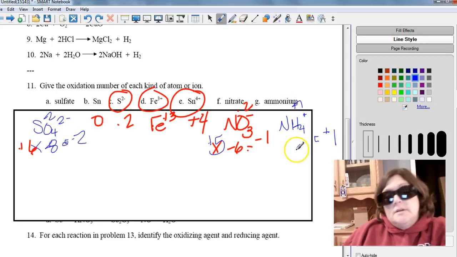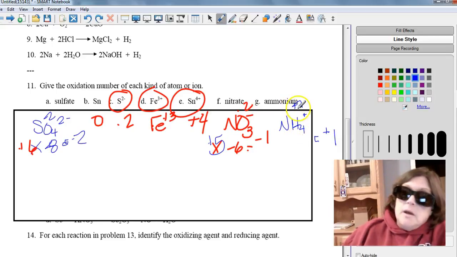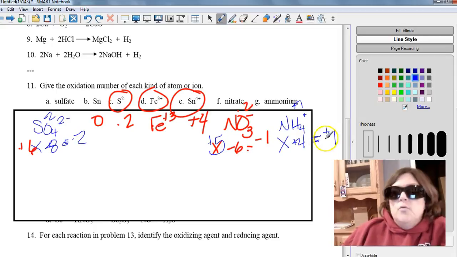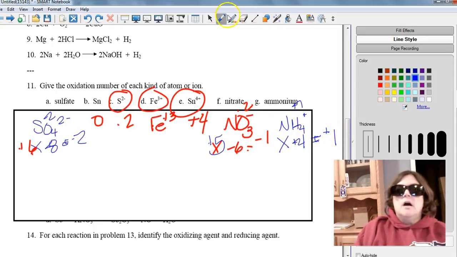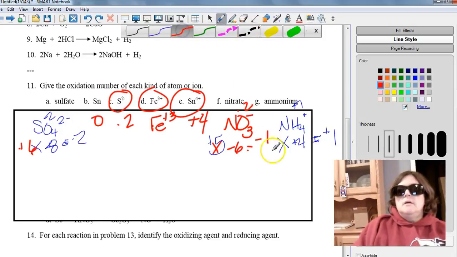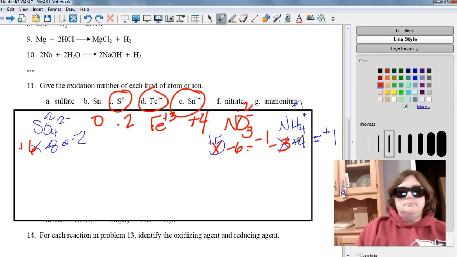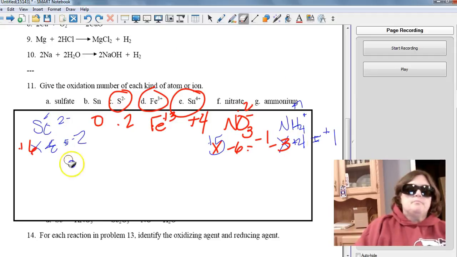Hydrogen's always a +1 unless it's with a metal. Nitrogen's a non-metal. So we have a total of 4 charges there. So what must nitrogen be? X plus 4 is equal to a +1. Nitrogen's got to be a -3.